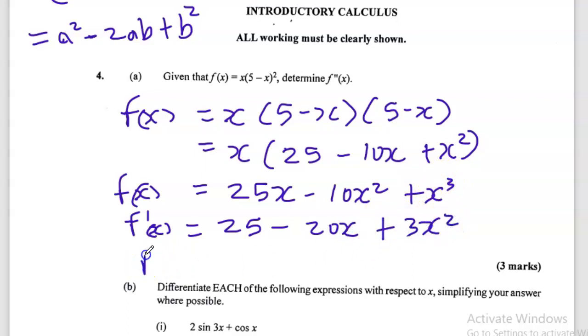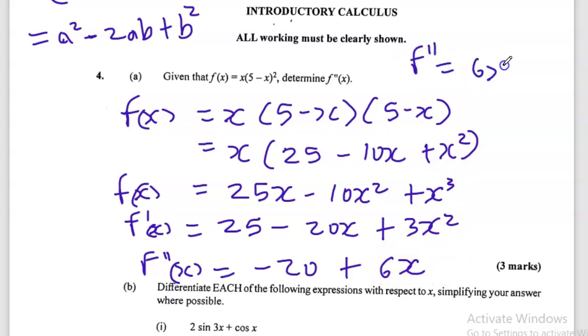The second derivative: differentiate 25, we get 0. Differentiate negative 20x, we get negative 20. And differentiate 3x squared, we get 6x. So the second derivative is negative 20 plus 6x. Or you can write it as 6x minus 20 if you prefer putting the positive value in front.